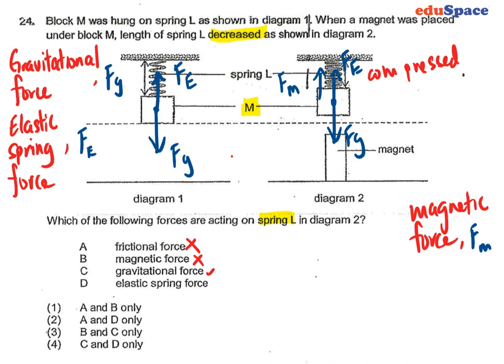So in this case, there is gravitational force, there is elastic spring force. So the answer will be number 4.